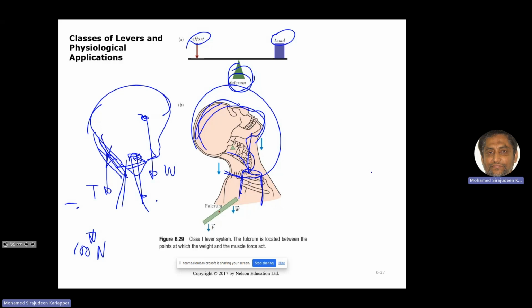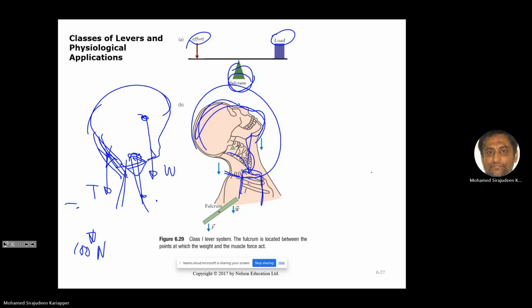So for example, you are sitting in my class, listening to my lectures, and if you go to sleep, what happens? The muscle relaxes, right? And you will go like this. Why? The weight is pulling you down, that is clockwise, and the muscle is supposed to pull in the other direction. If the muscle relaxes, there is no counterclockwise torque, and then you go down.